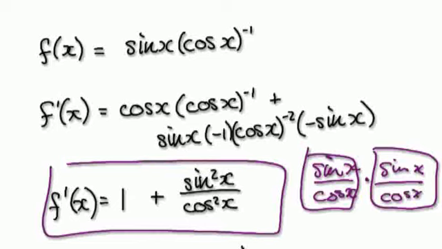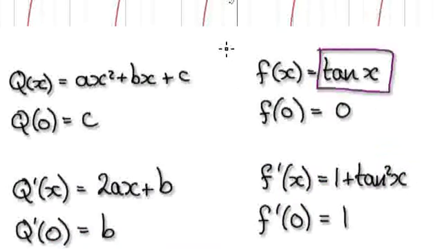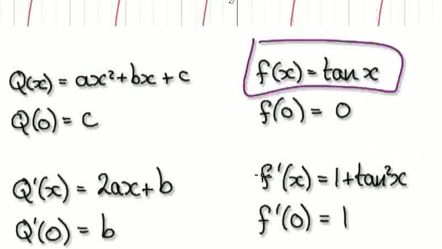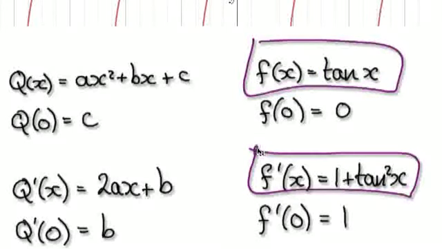So let's jump back to the previous screen. So we were here. We've got to differentiate it. It will give us 1 plus tan squared. So differentiating this will give you this here.